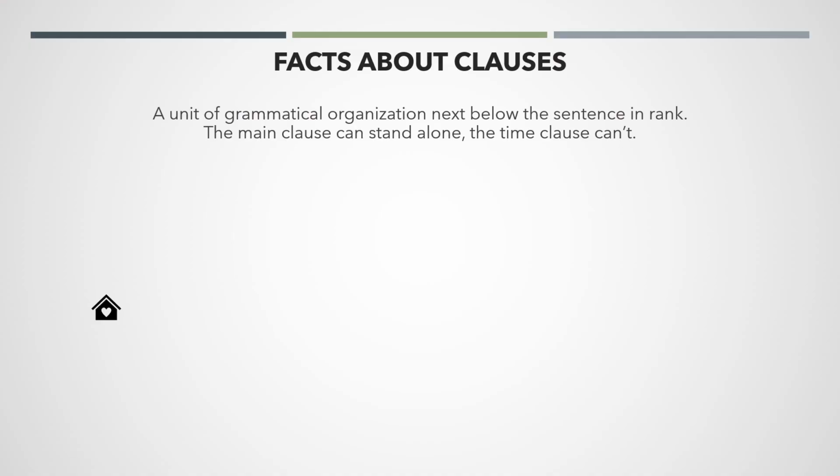Let's start with it. First, let's take a look at some facts about clauses. A clause is a unit of grammatical organization next below the sentence in rank. First are sentences, then clauses. A sentence can be composed of one, two, three, or more clauses.